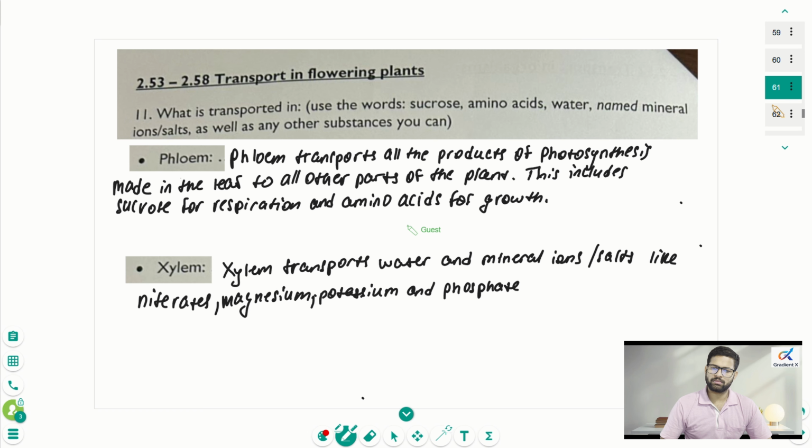Phloem and xylem. Leaf to... perfect. Very good. Phloem transports all the products of photosynthesis made in the leaf to all other parts of the plant. This includes sucrose for respiration and amino acids for growth, right?